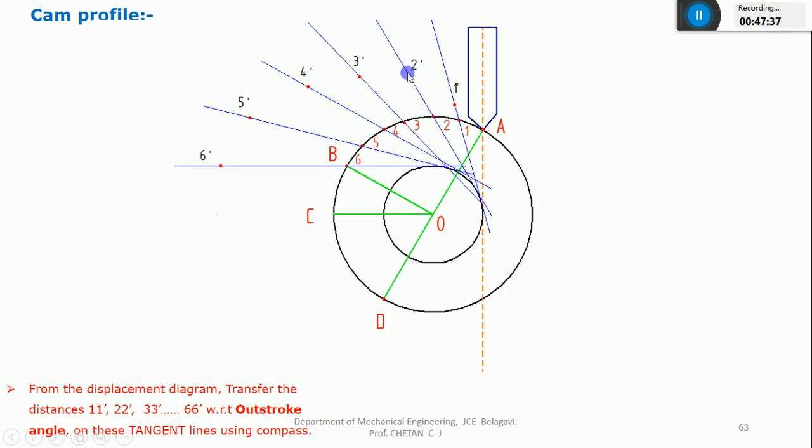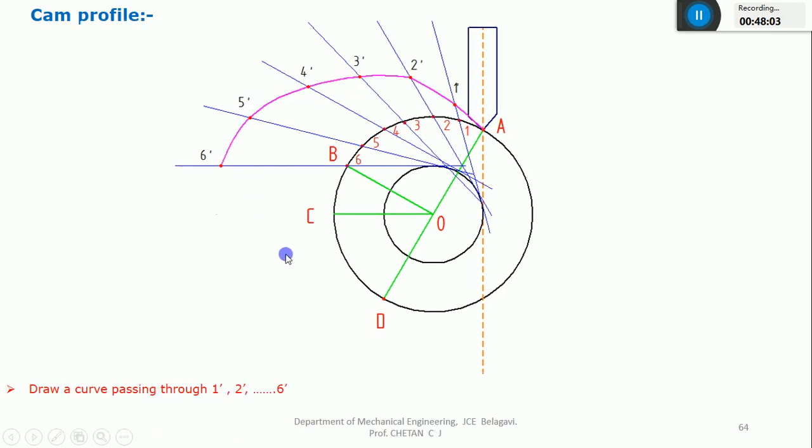That is 2 to 2 dash, 3 to 3 dash, 4 to 4 dash, 5 to 5 dash, and 6 to 6 dash. The only difference is you're not drawing the radial lines with respect to the point O. You're drawing tangent lines with respect to the offset circle. After getting all these 6 points, just draw a freehand curve passing through all these 6 points. You can see the pink color line, which is a freehand curve passing through all these 6 points.